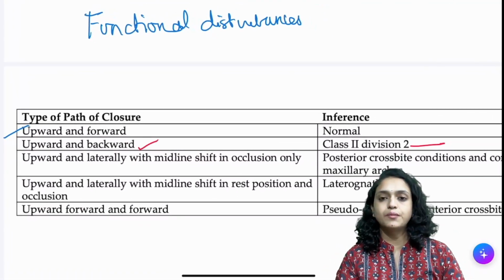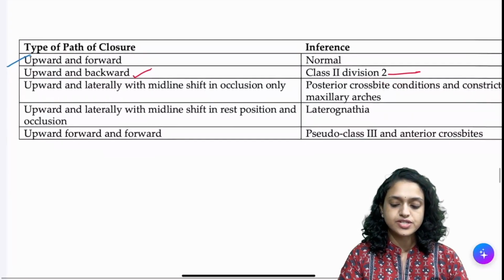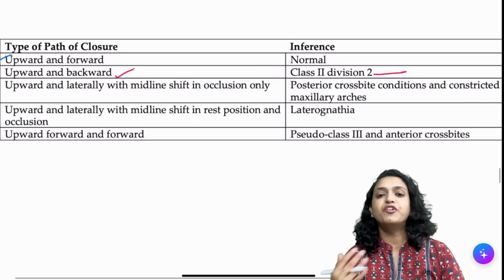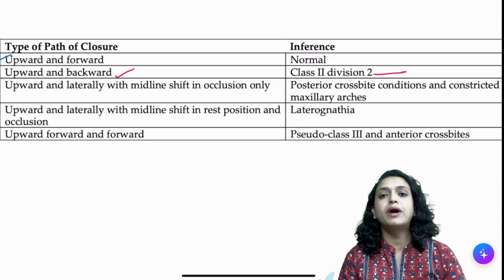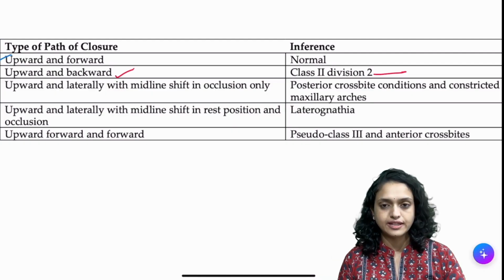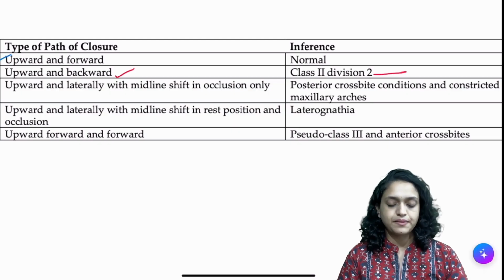So these are very important MCQ questions. They can be asked: upward and backward path of closure is seen in which malocclusion, or what type of path of closure is seen in laterognathia or lateroocclusion. So all these can be asked.